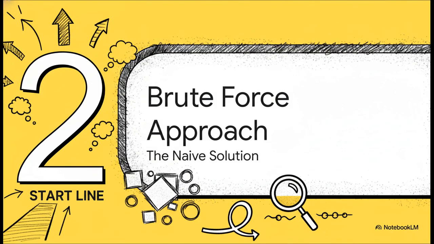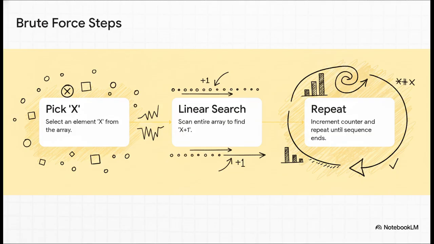Moving on to section 2, the brute force approach. This is the naive solution, the natural first instinct that acts as the starting line of the interview. Step 1, you just pick an element, any element. Let's call it X. Step 2, you manually do a linear search through the whole array, asking, hey, are you X plus 1? If you find it, awesome. Step 3, you increment your counter and start a whole new search looking for X plus 2. You keep doing this exhausting, repetitive searching until you hit a dead end, and then you just start the whole process over for the next number.